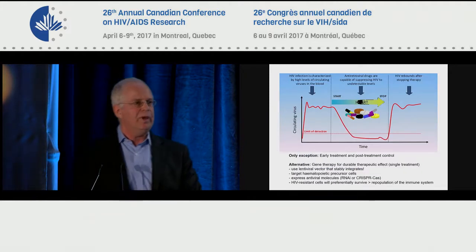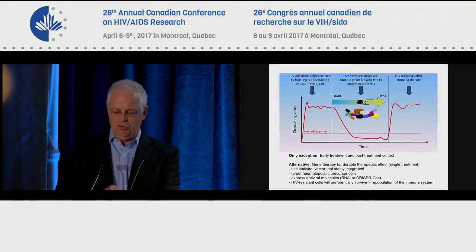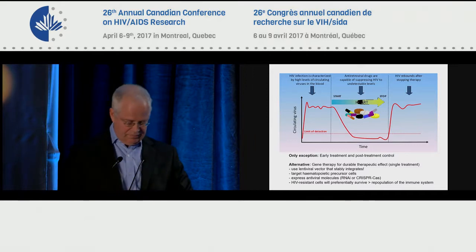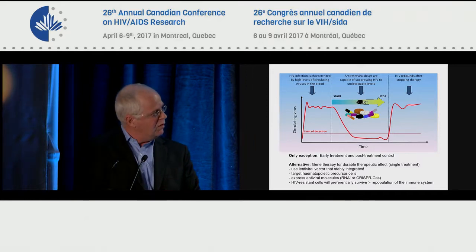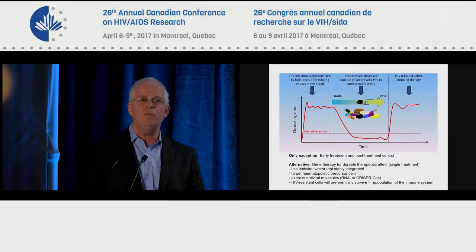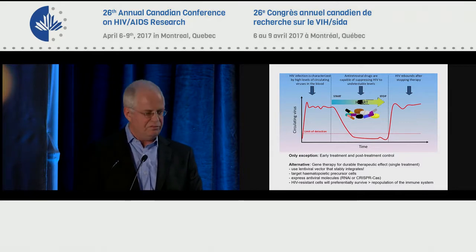So this is the picture you're probably also all familiar with. We can effectively treat patients, but we cannot cure them. So that's shown here. There is very effective control of the virus, and that can be for many, many years. But if the therapy is stopped, soon the virus will rebound. And that made us think about alternative strategies.